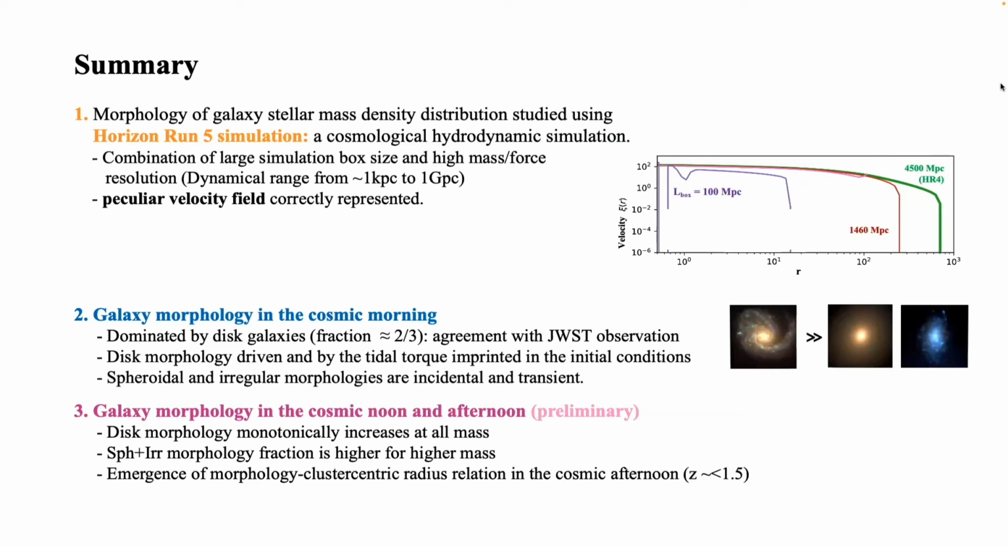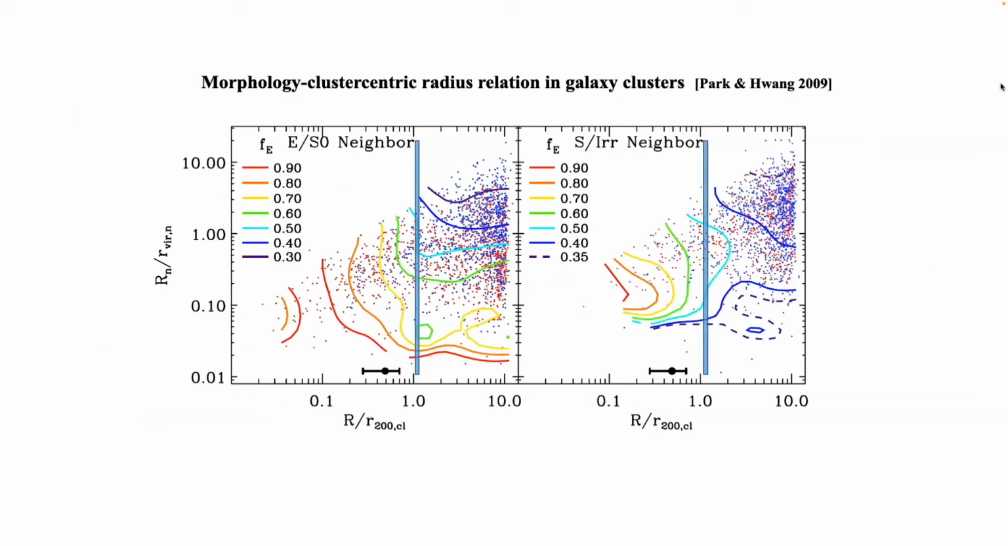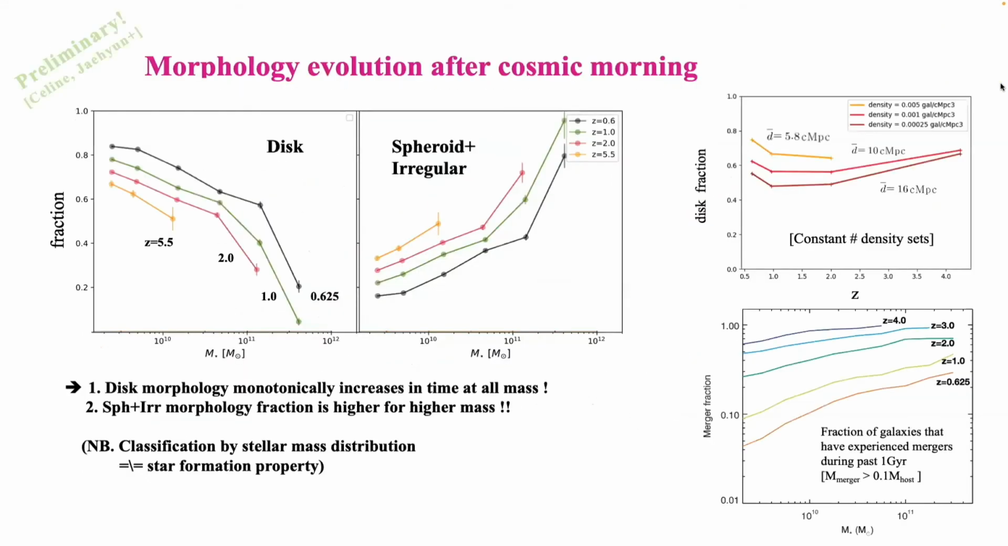Sorry. Could you go back to the slide where you show the disk fraction as a function of redshift and as a function of stellar mass? Disk fraction. This one, yeah. I might have misunderstood. So, could you explain again why the disk fraction decreases and increases with redshift for a given mass? For a given mass. Yeah.